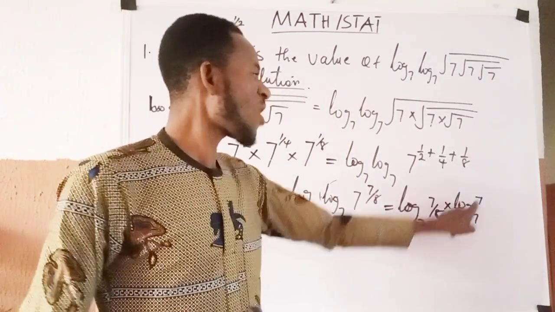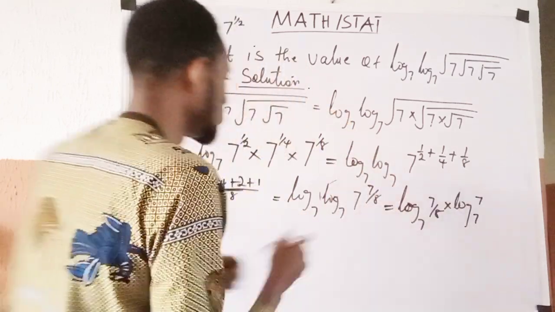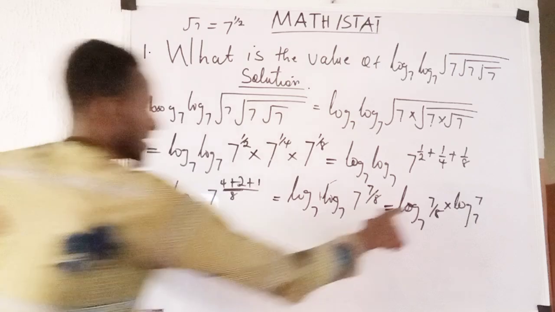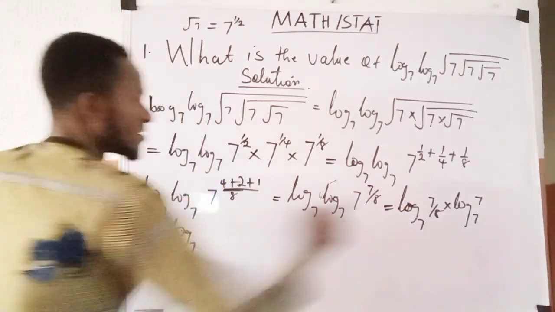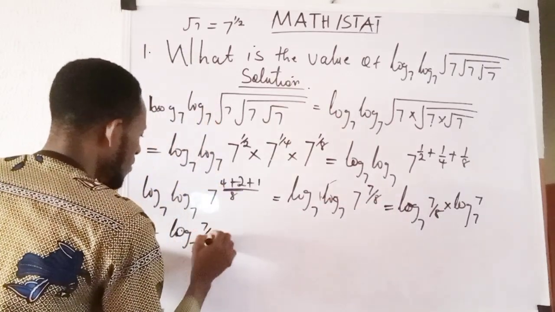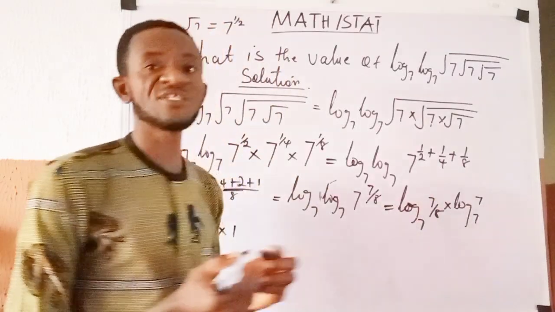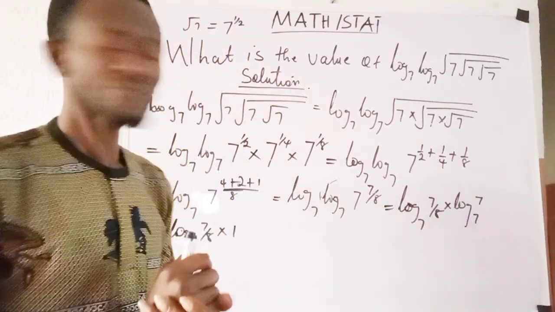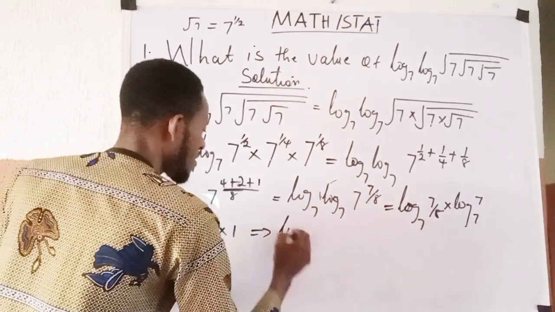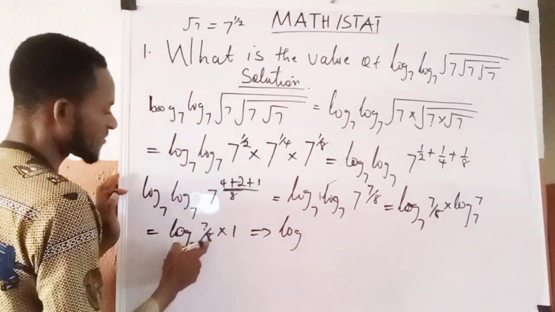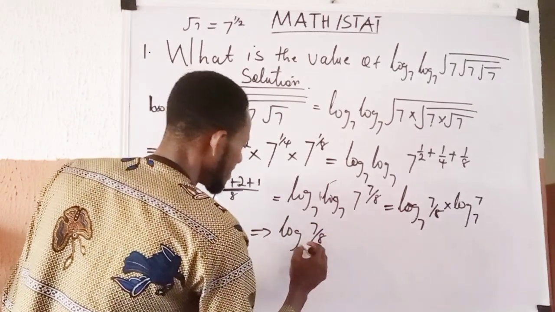Of course, you know that log of a number to its own base is what? Is 1. So the whole of this quantity is now going to be that this equals, here is my log in base 7. Here is what? 7 over 8 multiplied by what? By 1. Because log of a number to its own base is what? Is 1. So by implication, this thing is the same as log, because 7 over 8 times 1 is 7 over 8. So I have 7 over what? 8 base 7.